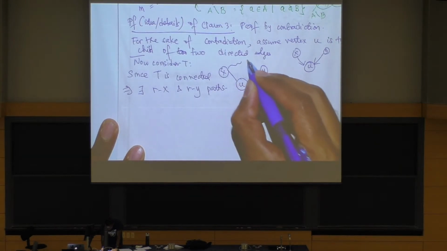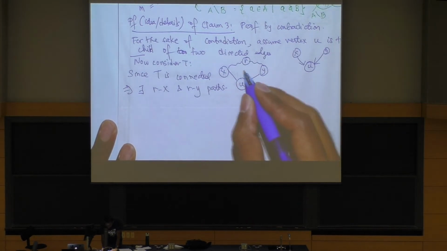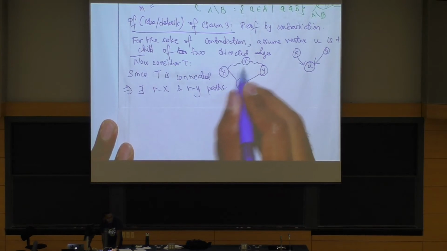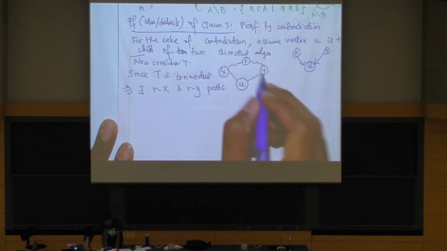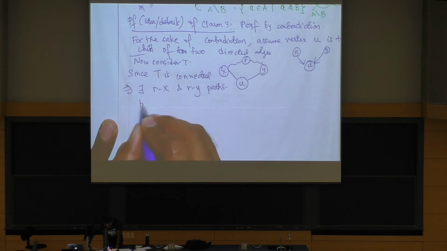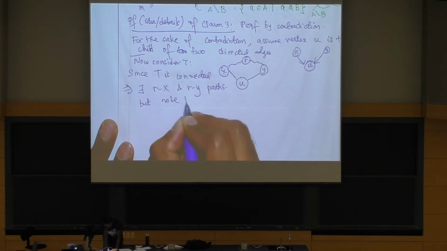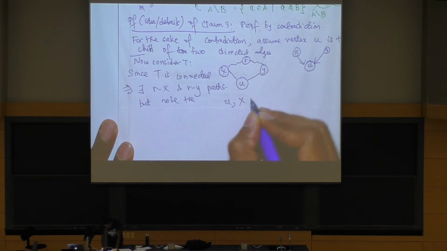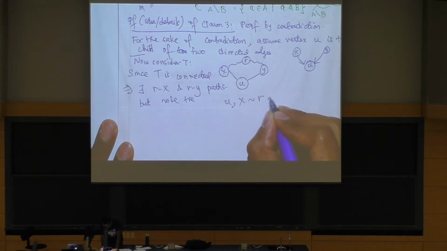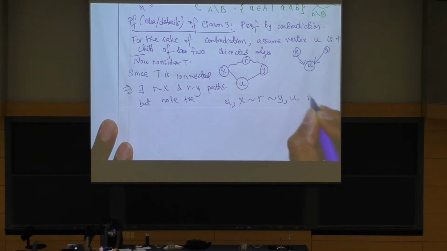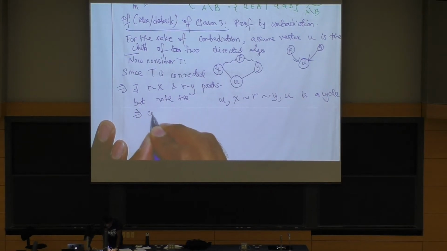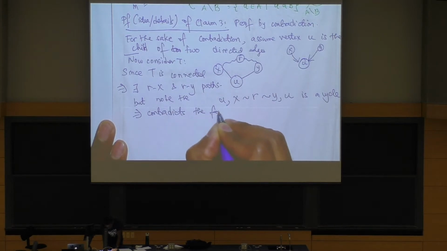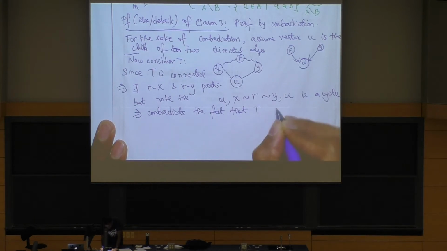So what that means is there is a path from R to X and R to Y. The squiggly lines mean that there could be more than one edge here. But note that U to X, and then you take the path to R, and then you take the path to Y, and U is a cycle. Okay? And so that contradicts the fact that T has no cycles.